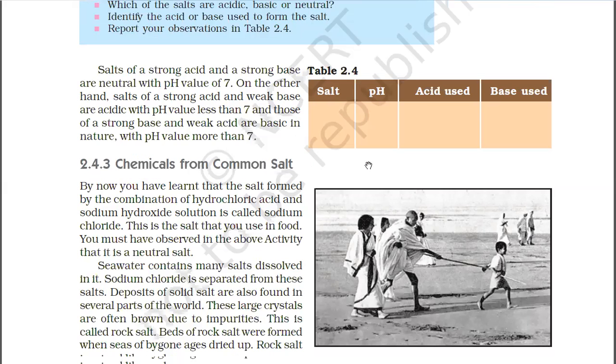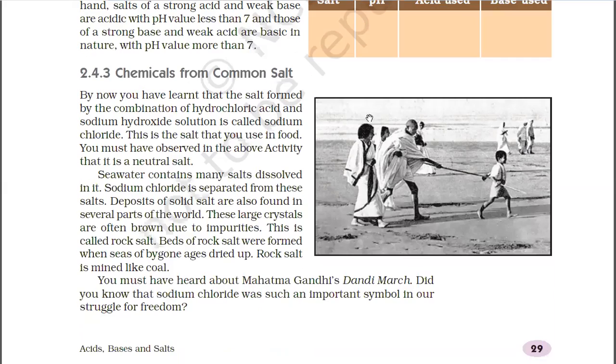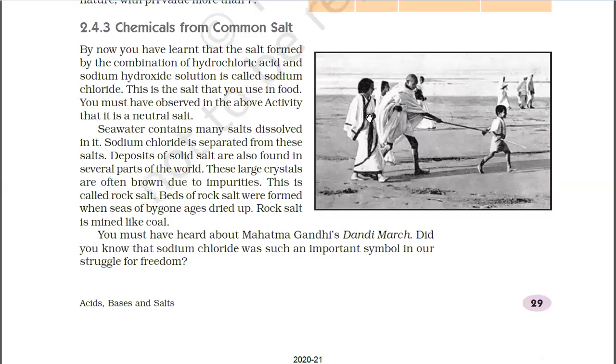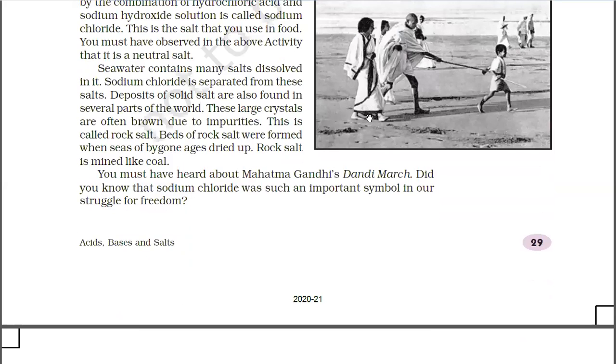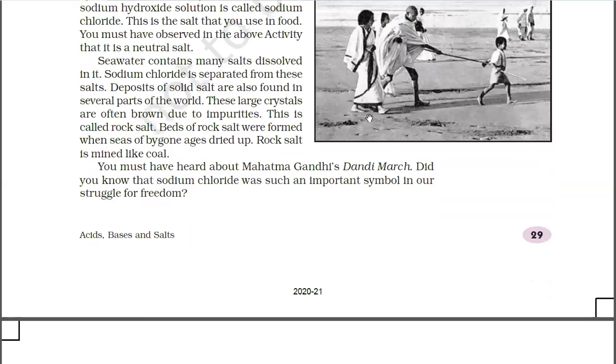Chemicals from common salt. By now, you have learned that the salt formed by the combination of hydrochloric acid and sodium hydroxide solution is called sodium chloride. This is the salt that you use in food. You must have observed in the above activity that it is a neutral salt. Seawater contains many salts dissolved in it. Sodium chloride is separated from these salts.